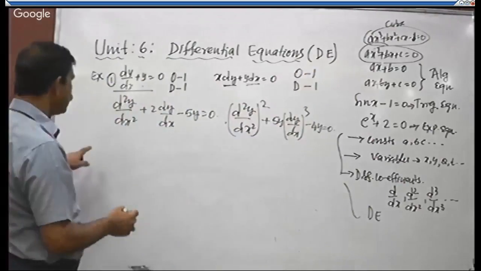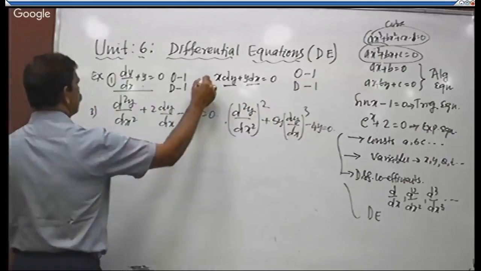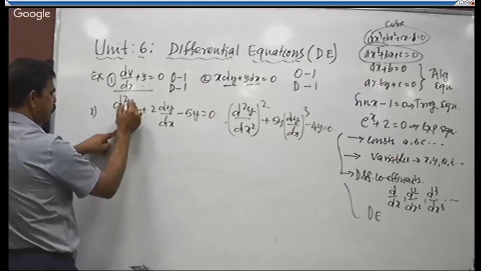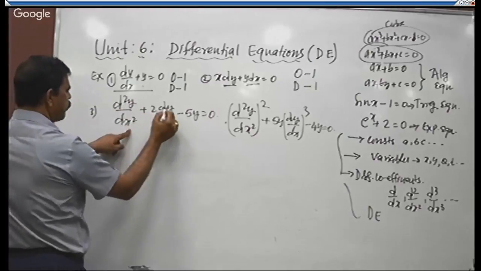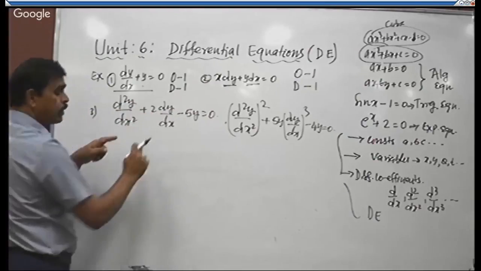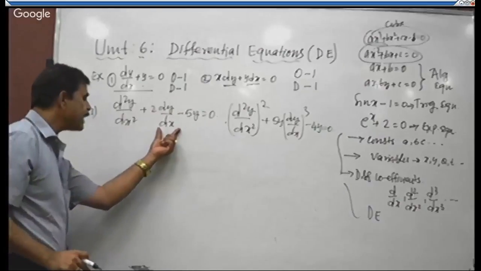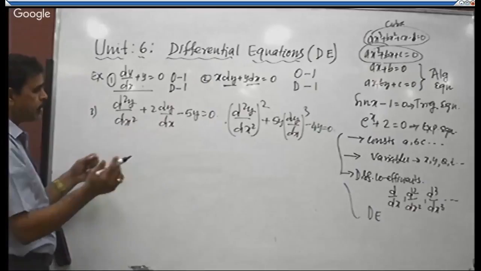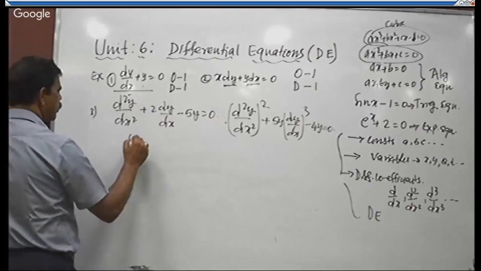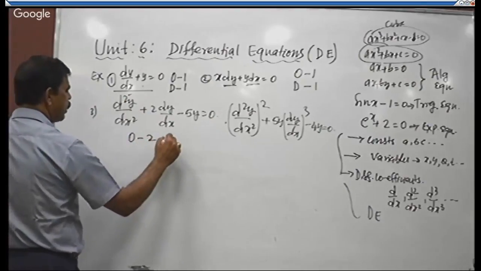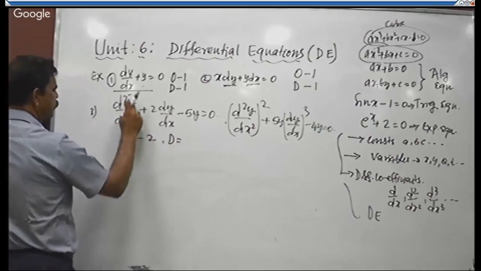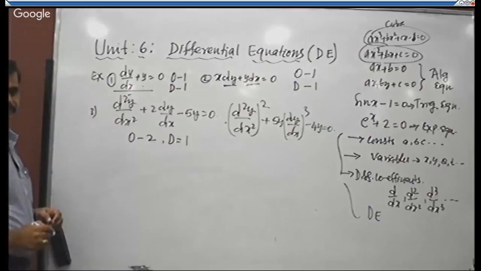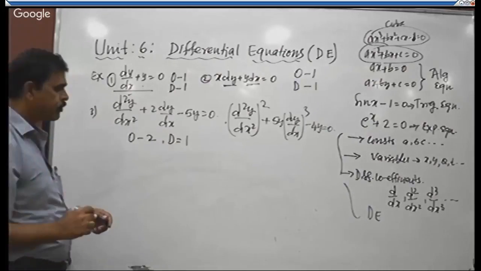If I come to the third equation, see, the third equation involves d square y by dx square and dy by dx. Two derivatives are there. This is first order, this is second order. Which is highest? Second order is highest. Therefore, order is equal to 2. Degree is equal to, what is the power of this? Whole power is 1. So degree is 1. Order is 2, degree is 1.